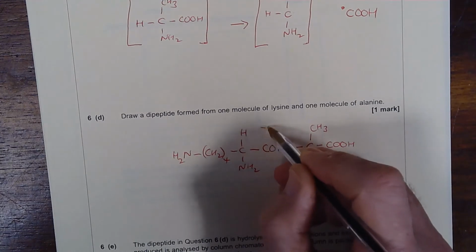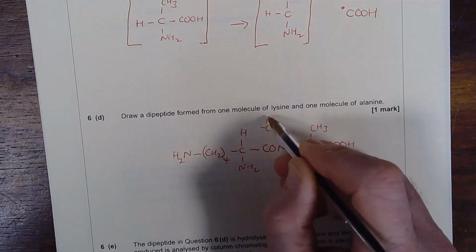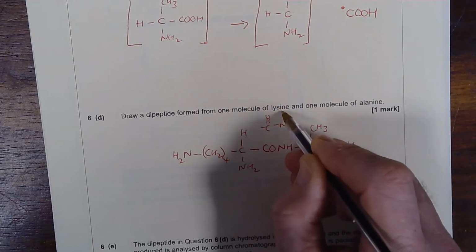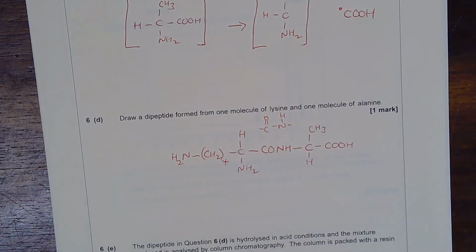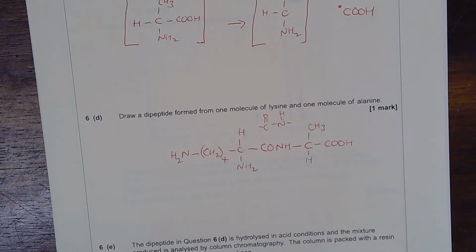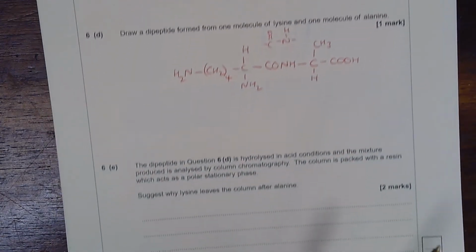You could write this as C double bond O NH. That would be perfectly acceptable. Well, in fact, probably preferable in some ways, CONH, so you actually show it in full structure. You might also perhaps have done it the other way around, so using the COOH of the alanine with the NH2 group, either of these two NH2 groups. So there are several answers that would be acceptable for a combination of lysine and alanine.